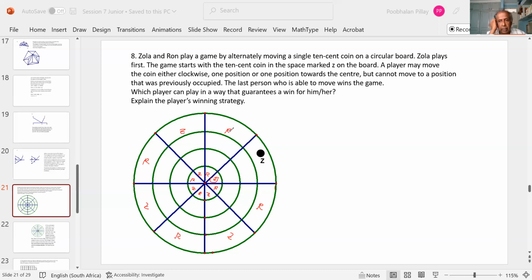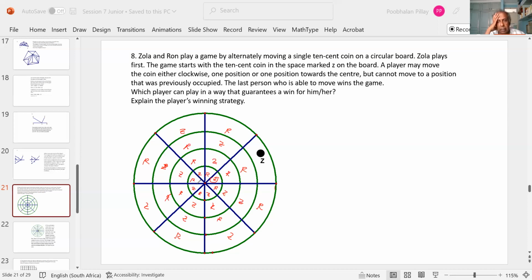Now it's Ron's turn and can't go in there. So Ron has to go inside there. Now it's Zola's turn. And then Zola carries on. Comes here, and again it's Ron's turn. And Ron is forced to go inwards. And then now it's Ron's turn. So Ron now moves towards the center.